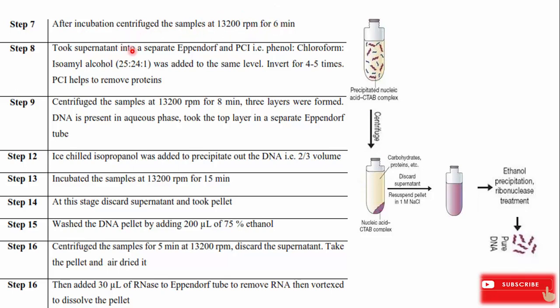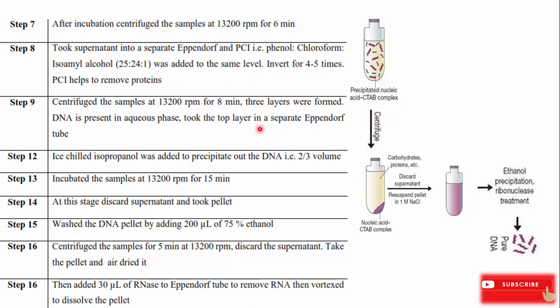After centrifugation, we take the supernatant into another separate Eppendorf tube and add PCI, phenol, chloroform and isoamyl alcohol in the ratio of 25:24:1, and invert our samples 4 to 5 times. Here, phenol denatures protein and a precipitate forms at the interface between the aqueous and organic layers, while chloroform increases the density of the organic layer and isoamyl alcohol prevents foaming.